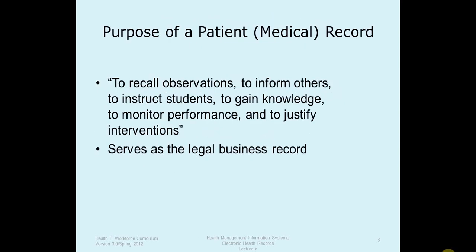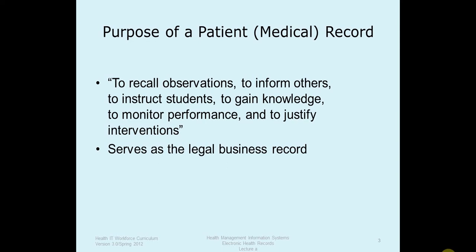So as a way of introduction to a health record, let's identify why patient or medical records exist in the first place. And if you recall, according to Dr. Reiser, the purpose of a patient record is to recall observations, inform others, instruct students, gain knowledge, and monitor performance, justify interventions. So all of the care that we're doing for the patient revolves around this data that we are collecting on them and how we're going to disseminate that data once we've stored it.